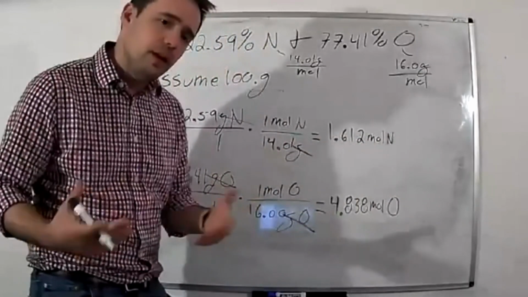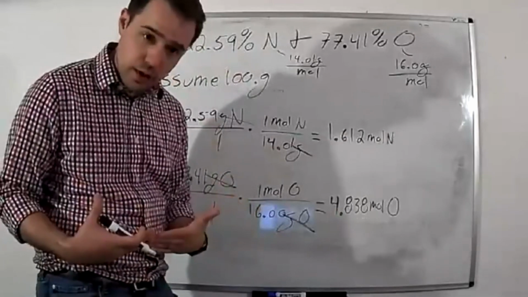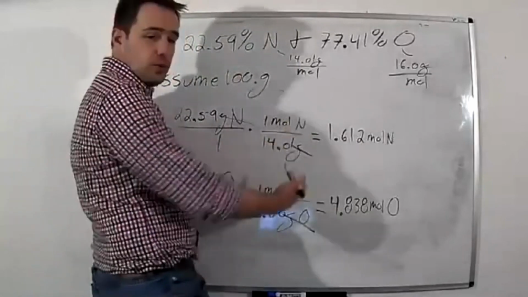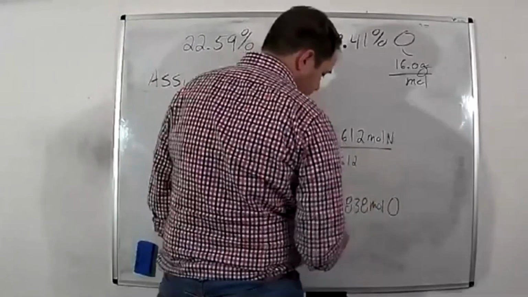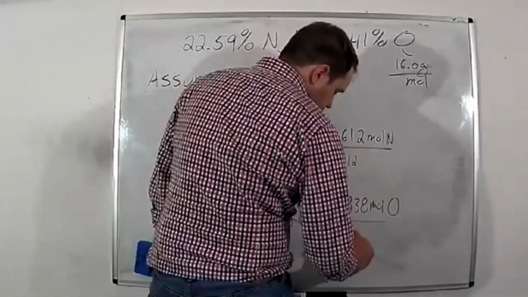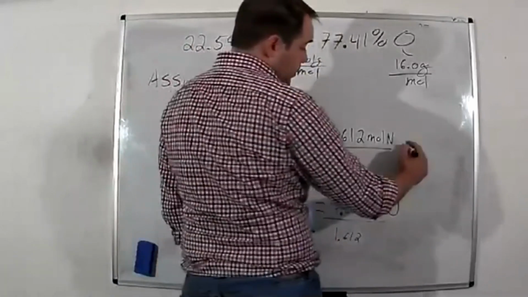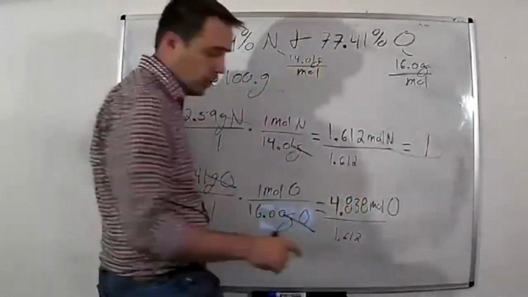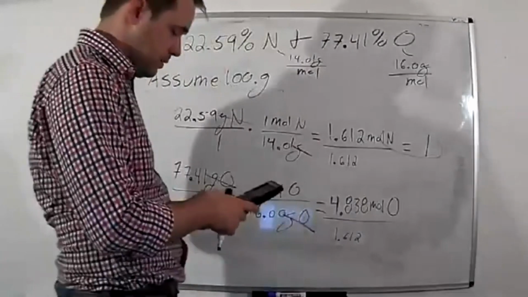Let me say that again. We're going to compare them to each other to figure out their ratios to one another by dividing by the smallest number of moles. Now, in this one, there are only 2 atoms. So we're going to divide everything by 1.612 because that was my smallest number of moles. Obviously, 1.612 divided by 1.612 is 1. There's 1 nitrogen. 4.838 divided by 1.612. Here we go.